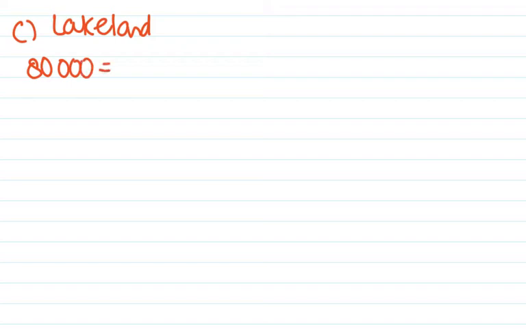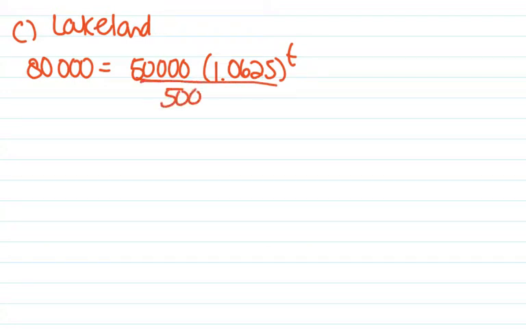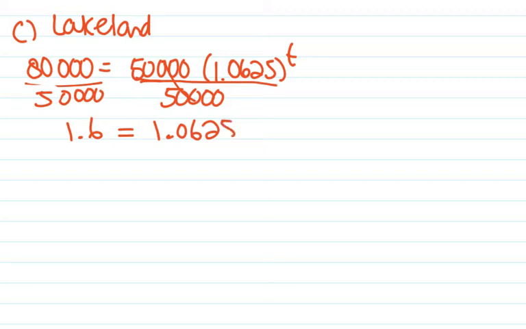So starting with Lakeland, we have $80,000 equals our equation from part A, $50,000 times 1.0625 to the power of t. We'll divide both sides by $50,000. $80,000 divided by 50,000 is 1.6 equals 1.0625 to the power of t.